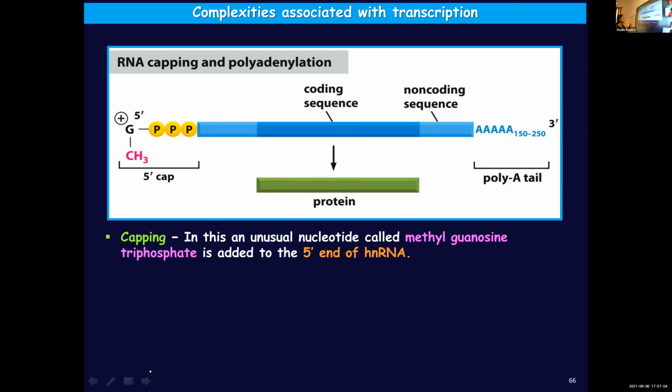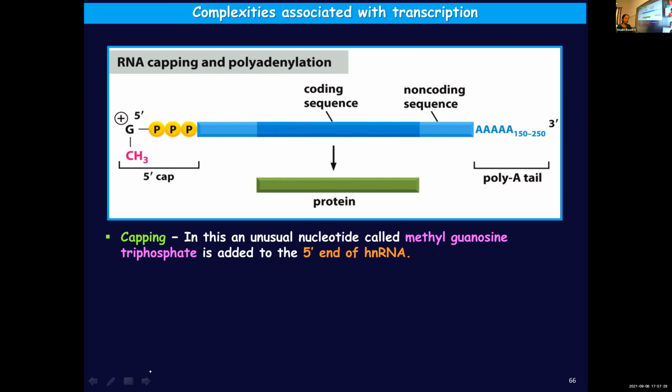Now let's see what is meant by capping. In this, an unusual nucleotide, the name of the nucleotide is methyl guanosine triphosphate. It will be added to the 5' end. So 5' is considered as the head and 3' as the tail. So when you add something at the 5' end, you call it as capping. And when something is added at the 3' end, it is tailing.